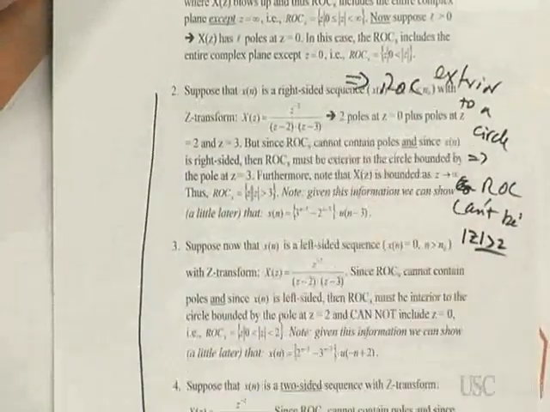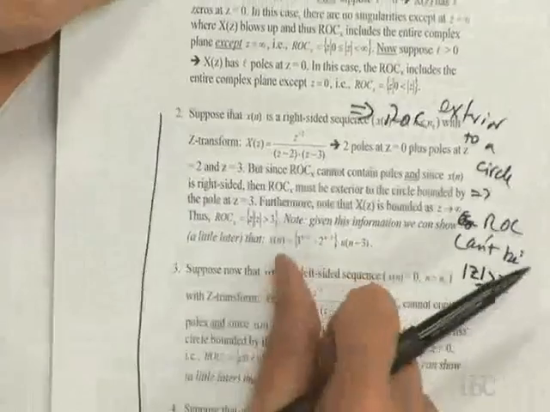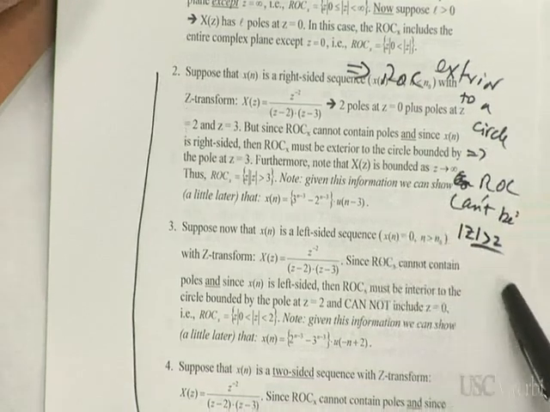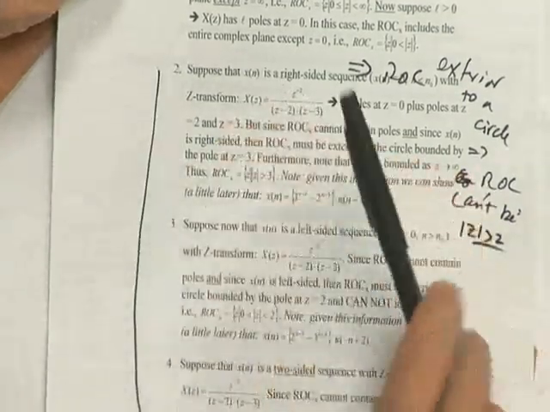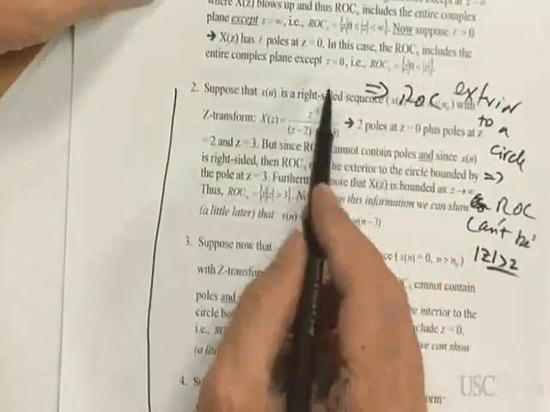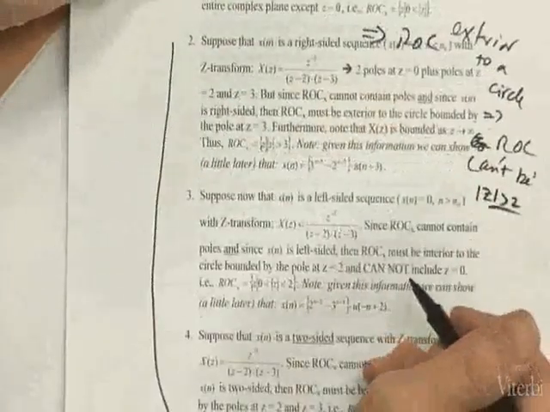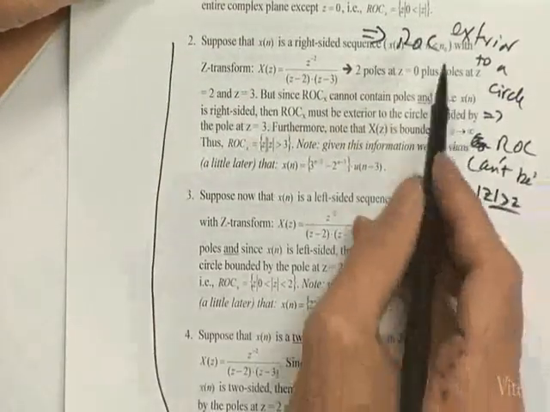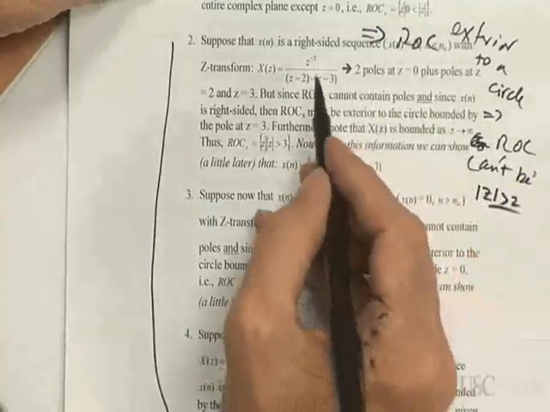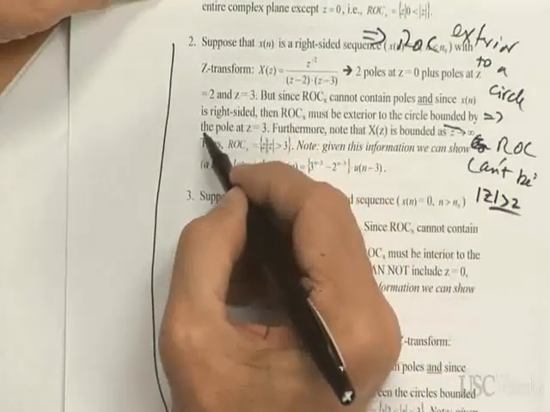Why can't it be z greater than 2? Because there's a pole at z equal 3. So the singularity at z equal 3 would therefore be in the region of convergence, which we know is exterior. How about z greater than 3? Yep, that'll work. z greater than 3 is fine. z greater than 2 is inside that, okay? So if the region of convergence is exterior, then it must be exterior to the circle bounded by the pole at z equal 3, see?